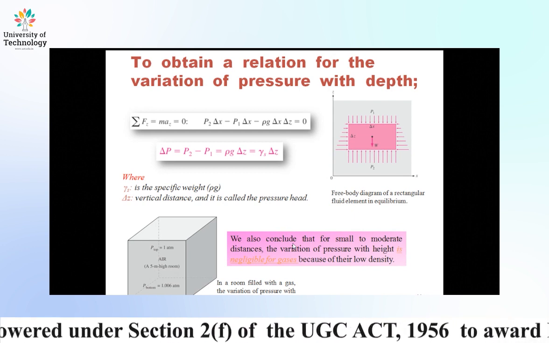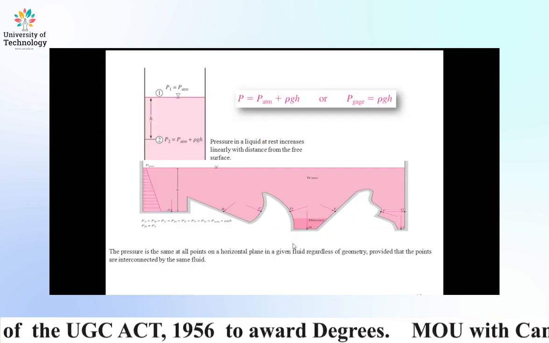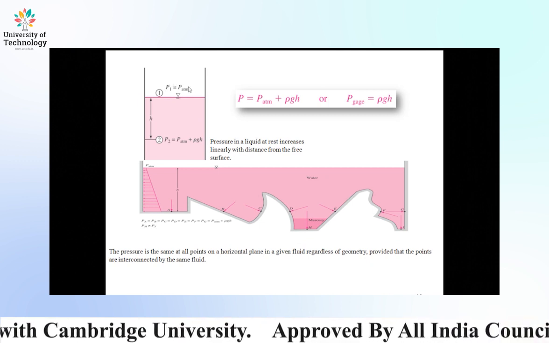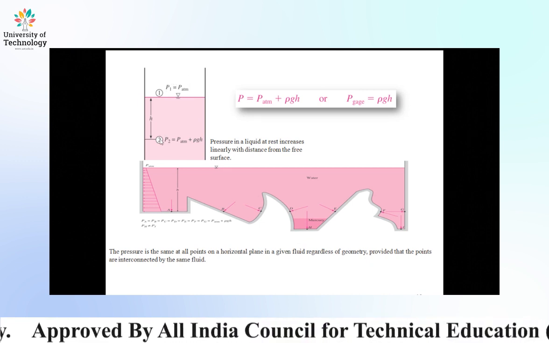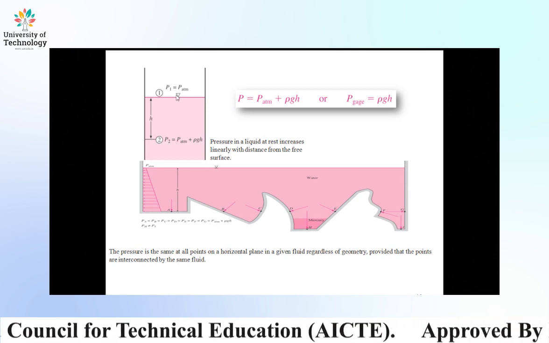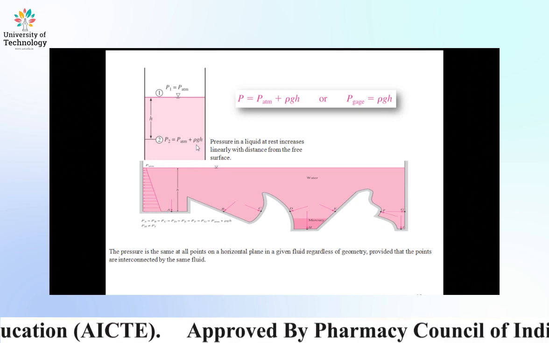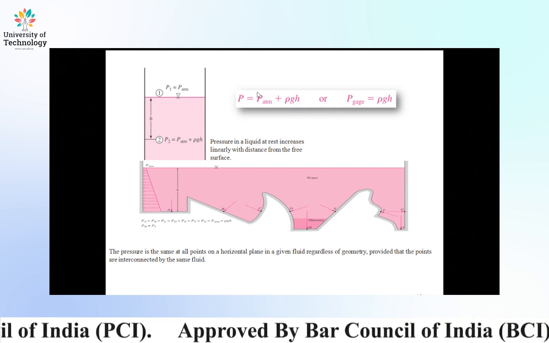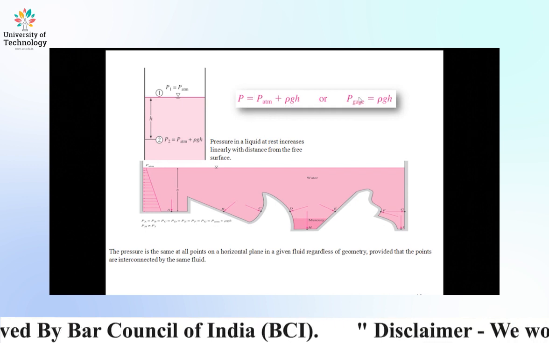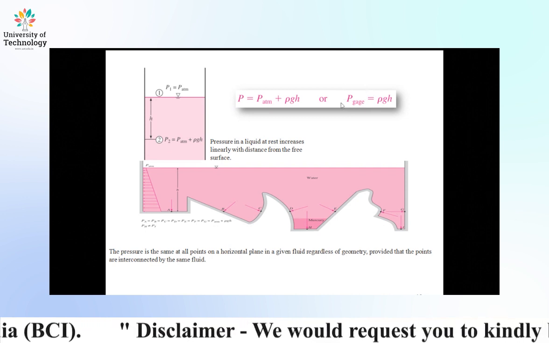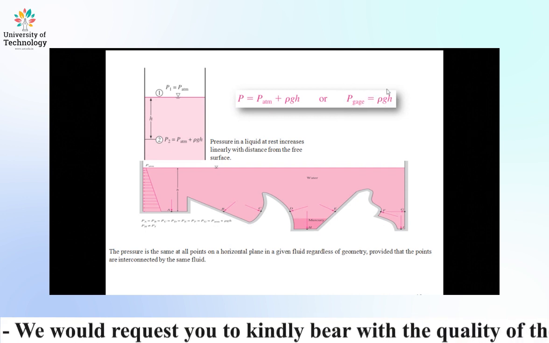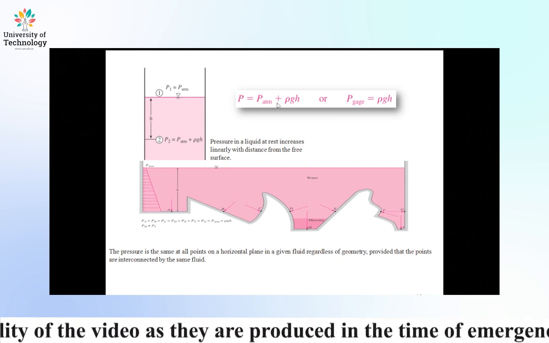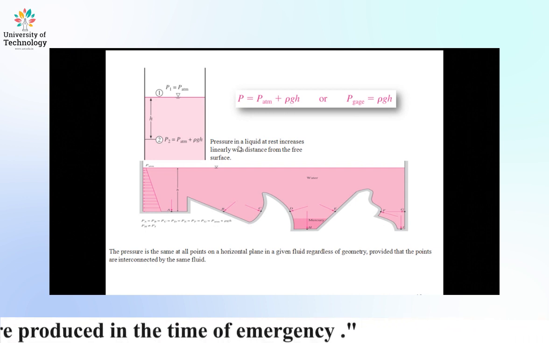Look at this diagram. P1, the surrounding condition, is atmospheric pressure. So here is the atmospheric pressure. This is point 2. P2 equals atmospheric pressure plus rho g h. So P is equal to P atmospheric plus rho g h. This is the general formula. Gauge pressure is the amount above atmospheric pressure, which is equal to rho g h. So rho g h is the gauge pressure, and the total pressure is equal to atmospheric pressure plus rho g h. The pressure in a liquid at rest increases linearly with distance from the free surface.